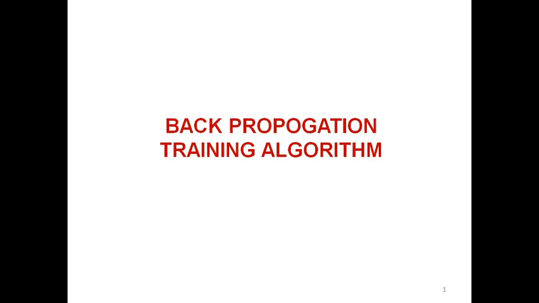So in the last sessions we have seen many learning methods in neural networks. So if it is a feedback loop in neural networks, then what is the training algorithm? It is the back propagation training algorithm, or back propagation learning algorithm.